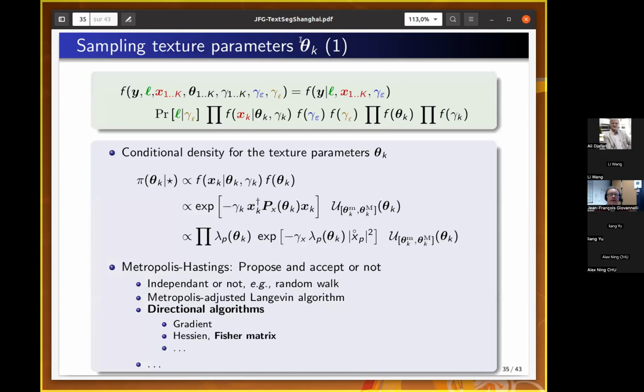Then what about the texture parameters? Texture parameters are in the model of the unknown images and in the prior for the textural parameters. And regarding the prior, we have uniform priors, okay.